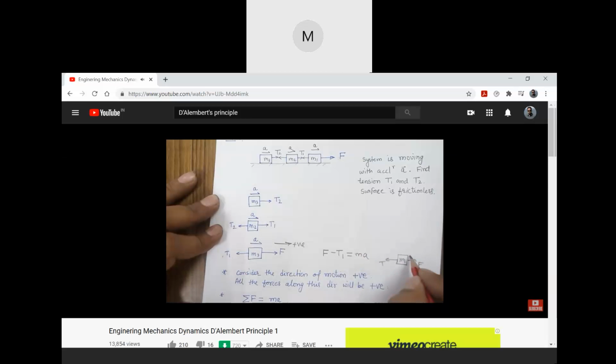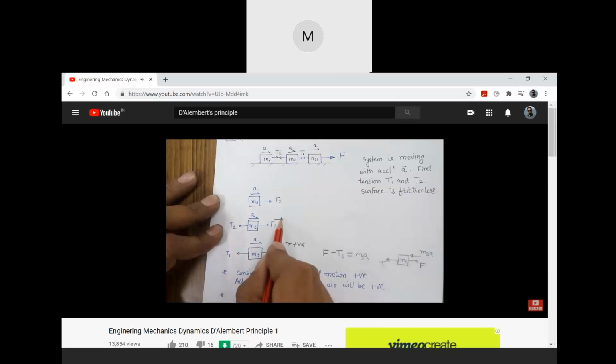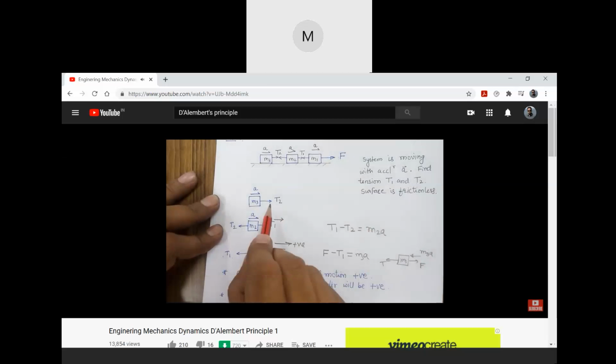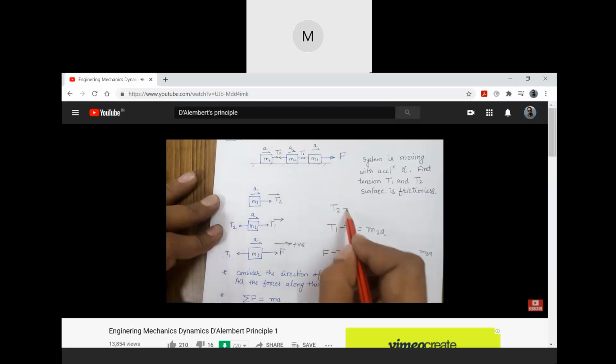Now we will consider an additional virtual inertial force which will make the dynamic system an equivalent static system, and now I am writing the equation for this system. So we can say that F minus T1 will be balanced by M3A. Similarly, I can write the equation for the second mass, where this is the direction of motion, so T1 will be positive, T2 will be negative, and these two will be balanced by M2A. Similarly, for the first mass, there is only one force, T2, which is in the positive direction because the mass is moving in this direction, and it will be balanced by M1A.